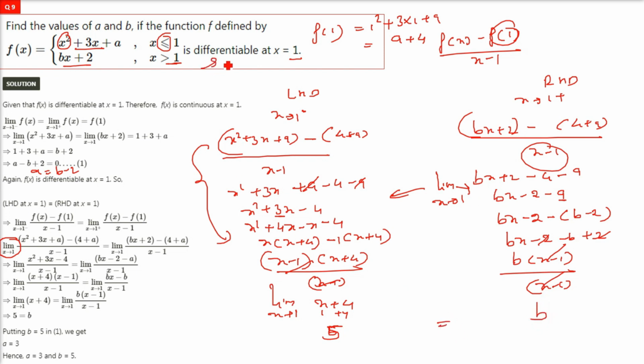So when the question says differentiability is there at x equals 1, b equals 5. And what is a? A is b minus 2, so you can just put b as 5. A will be equal to 5 minus 2, that is going to be 3. So a is 3, b is 5, for this function to be differentiable at x equals 1.